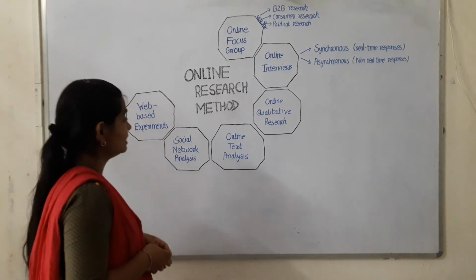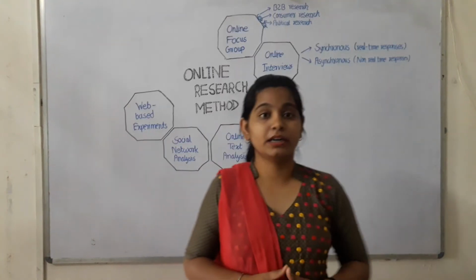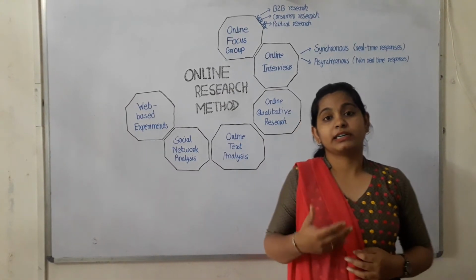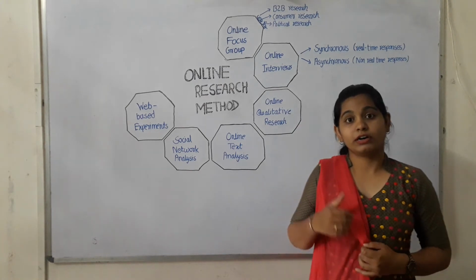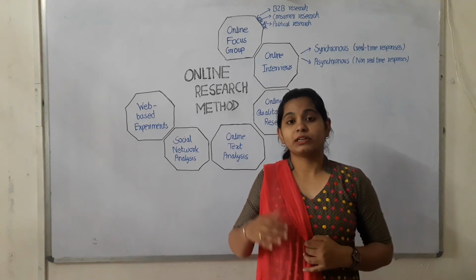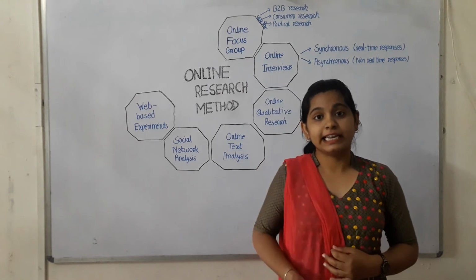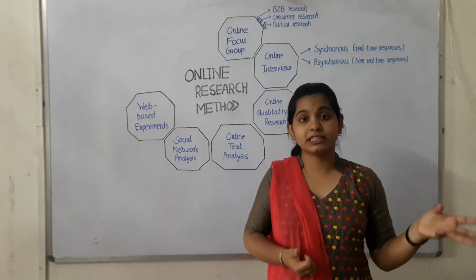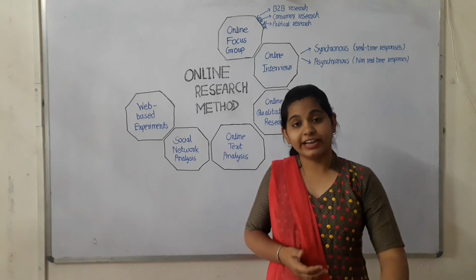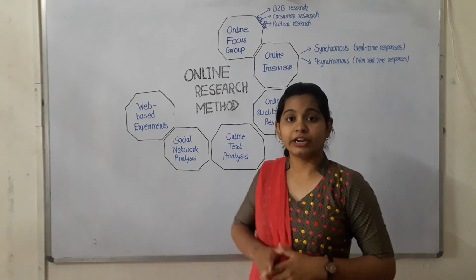Okay, the next one is online text analysis. This is a method which is used for executing the review of literature. We all know what is review of literature. It is simply a method in which, before starting the research or before collecting the primary data, researchers research the various data already available related to the research, and this whole process is known as review of literature.